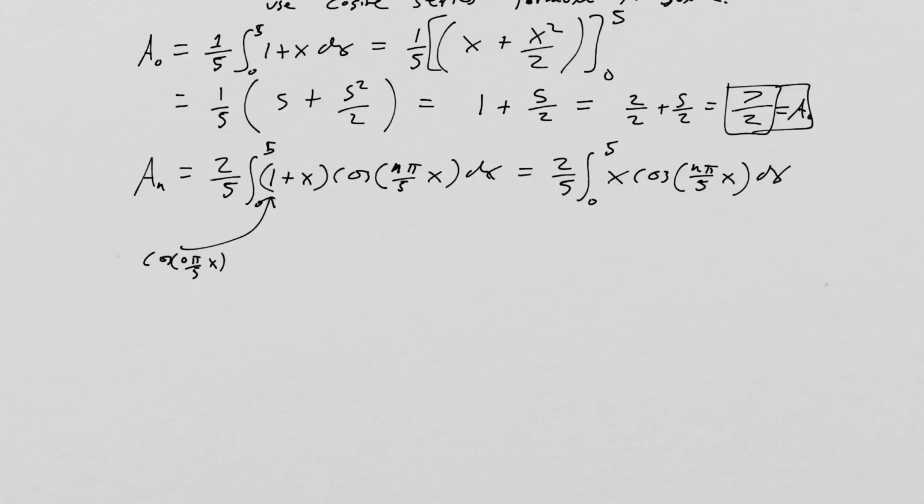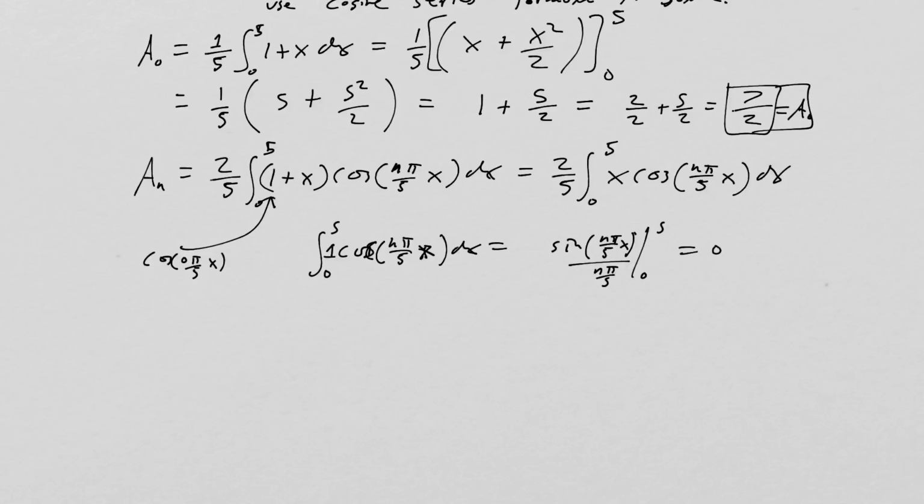Actually, let's check. Now I'm making a mistake here. If I have the integral from 0 to 5 of cosine of n pi over 5 times x dx, is that true? That'll be sine of n pi over 5 x divided by n pi over 5. If I evaluate it from 0 to 5, that of course is equal to 0. Yes, indeed, that is true. Okay, so there we go. This is what we need to compute.